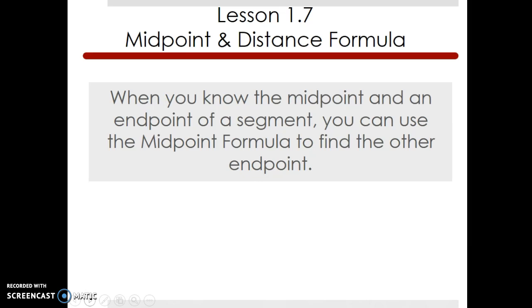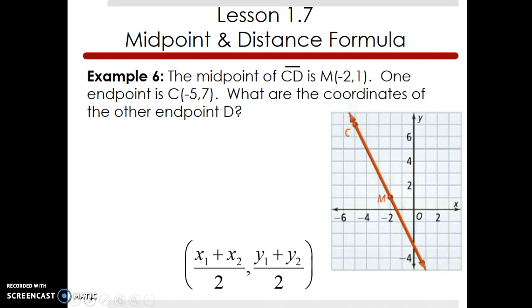So what we did right now, you use the endpoints to find it. We had the endpoints and we were trying to find the midpoint. Now we're going to change it up a little bit. I'm going to give you a midpoint and I'm going to give you an endpoint, and you have to find the second endpoint. So let's see this. The midpoint is negative 2, 1. And one of the endpoints is negative 5, 7. And what you're trying to find is the other endpoint.